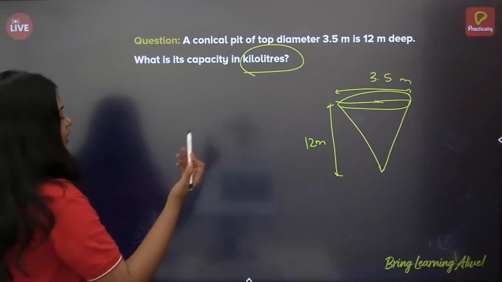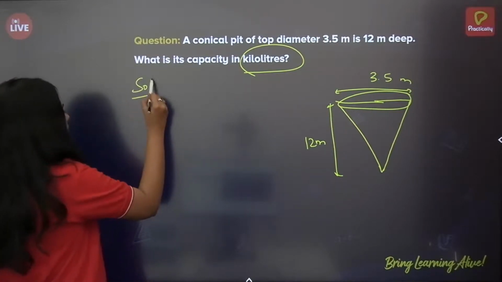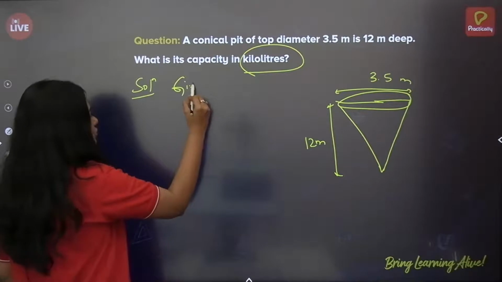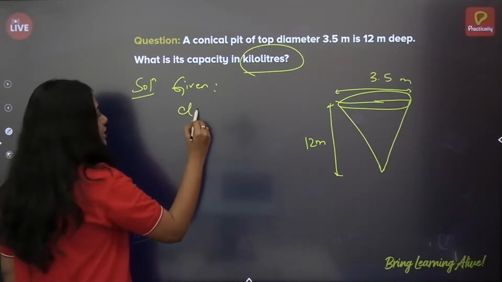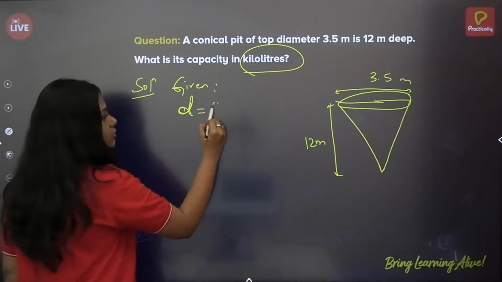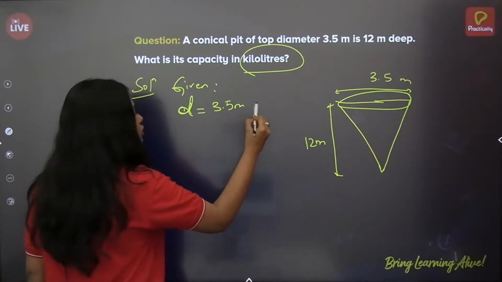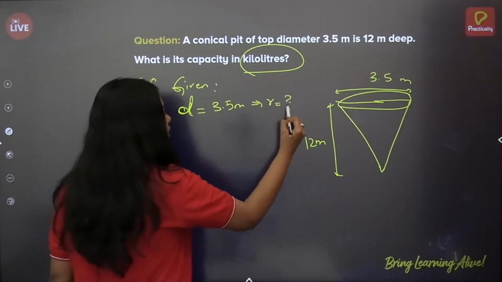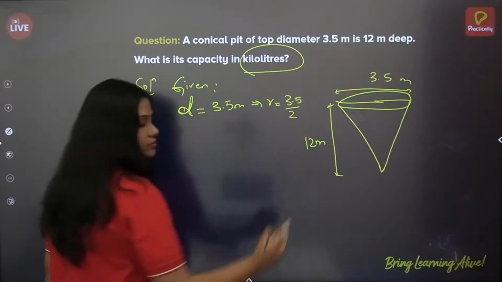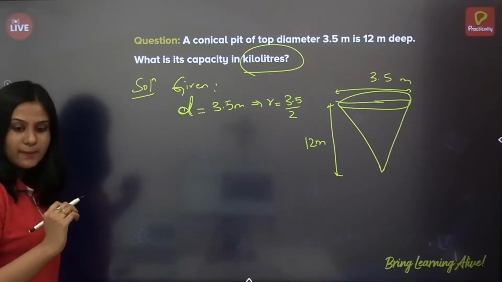So, let us start solving it. What is given to us? Diameter equals 3.5 meters. So, what will be the radius? 3.5 by 2. Let us just keep it like this, okay?